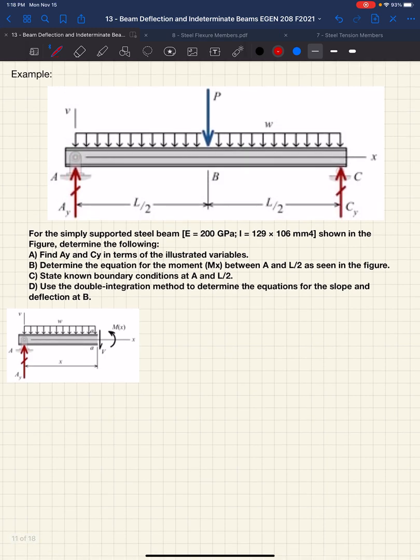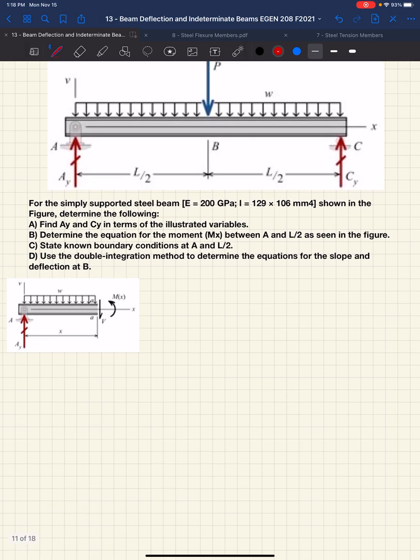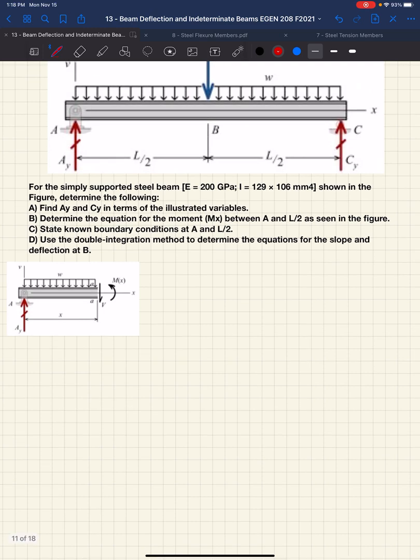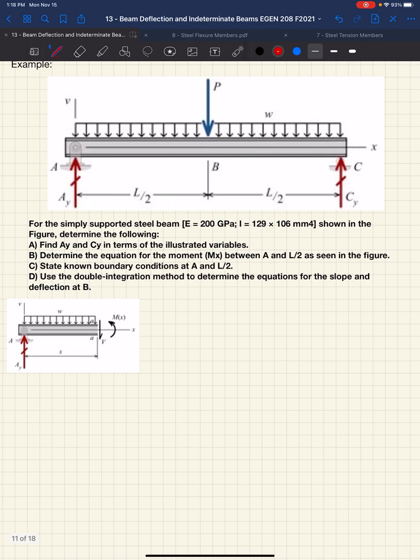What are the reactions at A and C, right? AY and CY, in terms of the variables. We're not going to put any numbers in here just yet. We want to determine the equation for the moment between A and L over 2, as seen in the figure. So that's nothing new, continuing down our path of determining our deflections. We want to state the known boundary conditions at A and L over 2. So what's going on? What do we know about this setup at A and B?